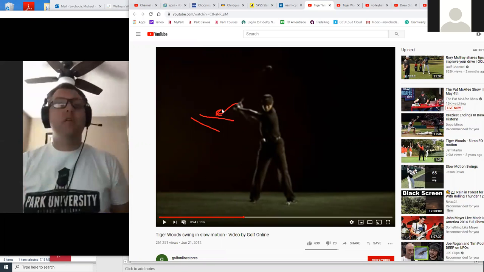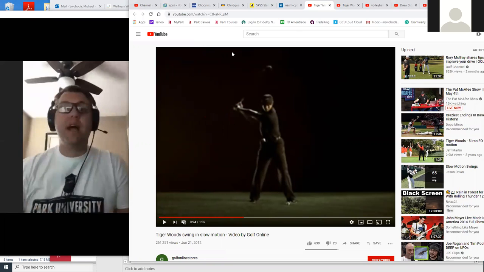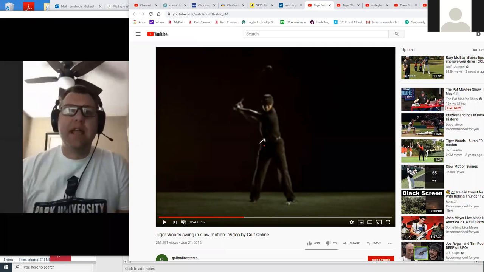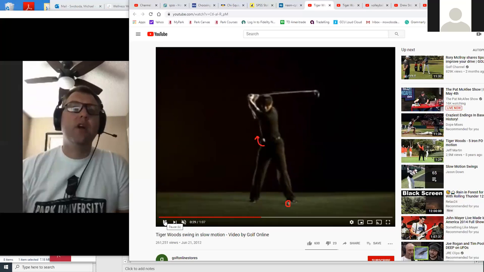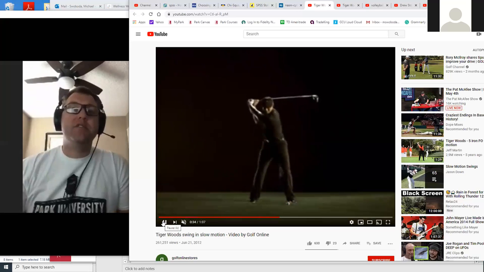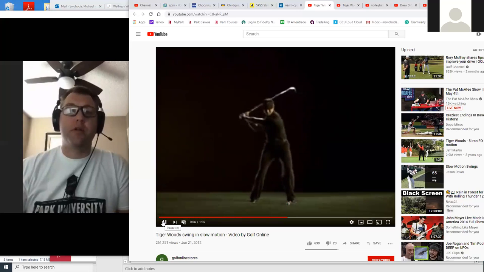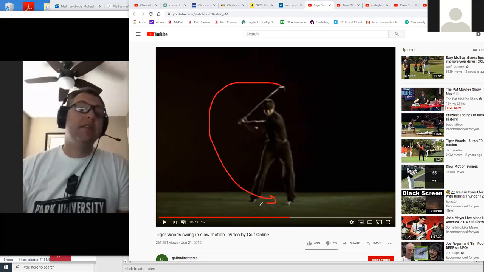Now, at the same time as you're doing this, you start to rotate your overall body. You notice that his hips are starting to rotate away from the ball. So this is just giving him a whole lot of coil or a lot of stored or potential energy. As he starts his swing forward, now you'll notice a couple things. He's going to bring that club head around. And again, it's going to cross both the frontal plane and the transverse plane.